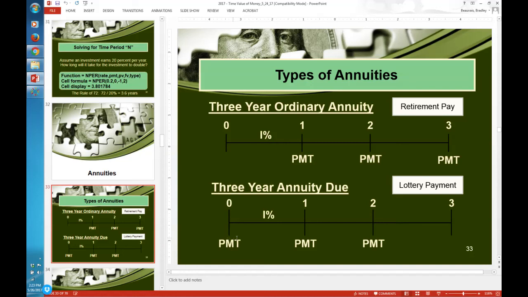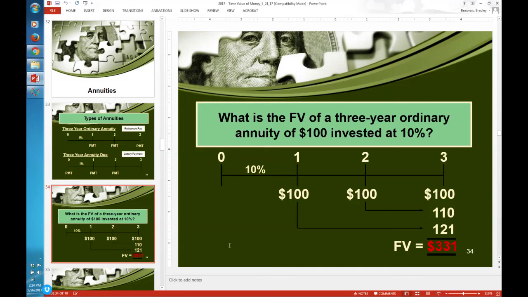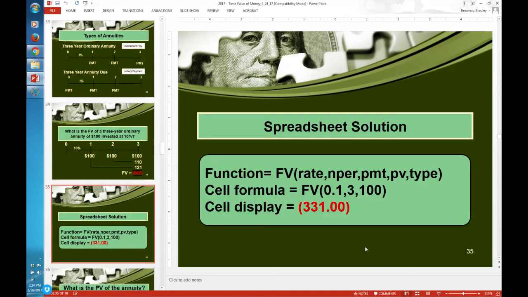Okay, so slightly different valuation structure. One is I'm receiving the payment at the end of the time period. An annuity due means I'm receiving the payment at the beginning of the time period. Okay, so of course I can go through the valuation process. What's the future value of a 3-year ordinary annuity of $100 invested at 10%? And notice here I'm making payments, or payments are moving along consistent with the timeline. So that future value is $331 over a 3-year period at 10%.